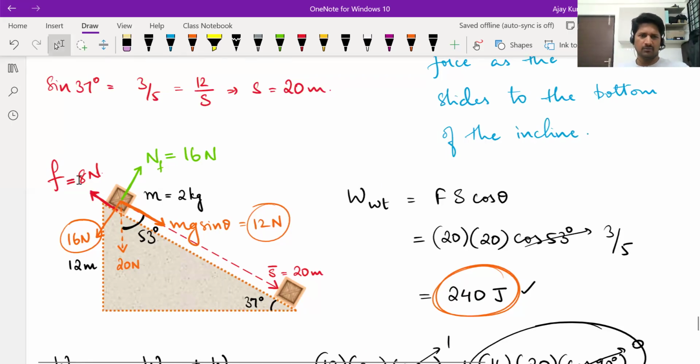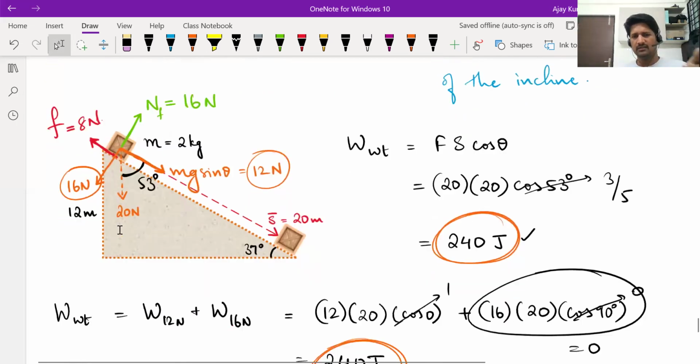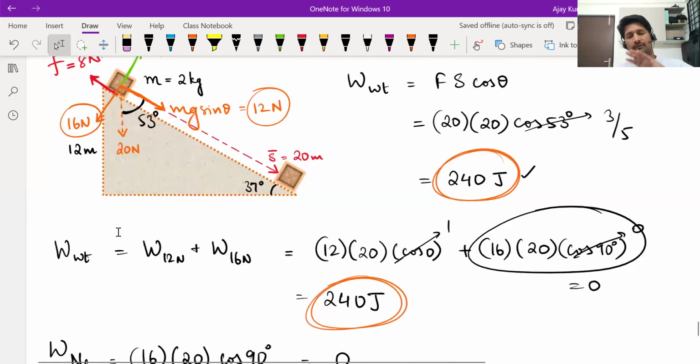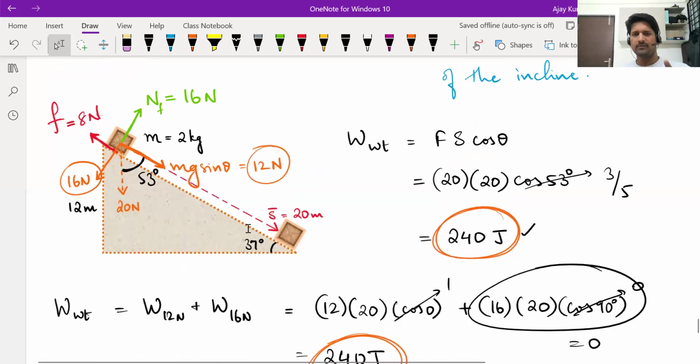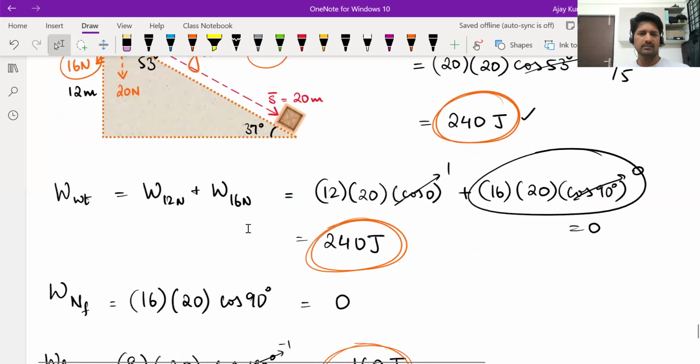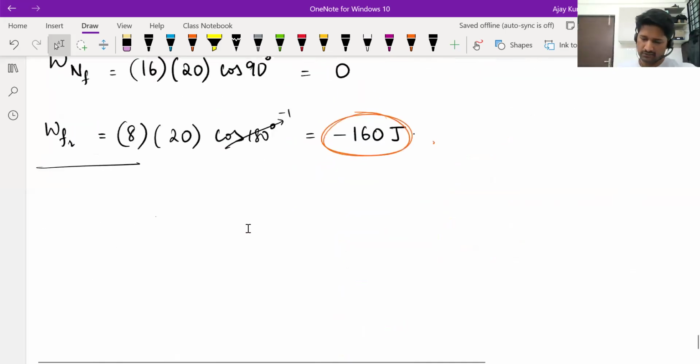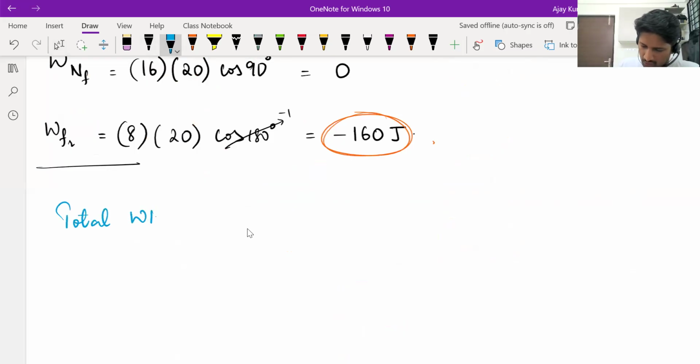And we calculated how much friction acts on it. Friction and displacement are in opposite directions, and we found that friction does a work of minus 160 joules. So we found out work done by all forces on this block. One of them did plus 240 joules, the other one did 0, the third one did minus 160 joules. So let's continue this problem. How much is the total work done by all forces on this block?